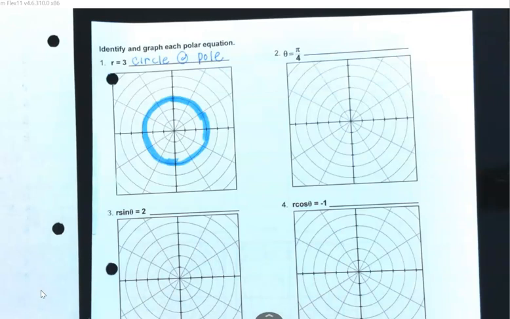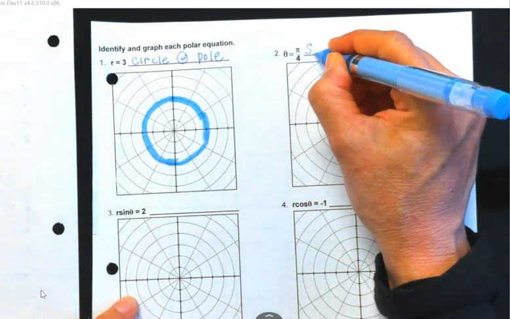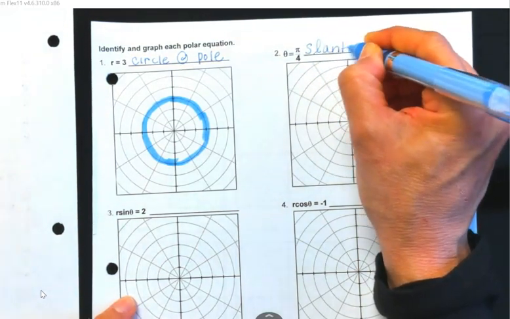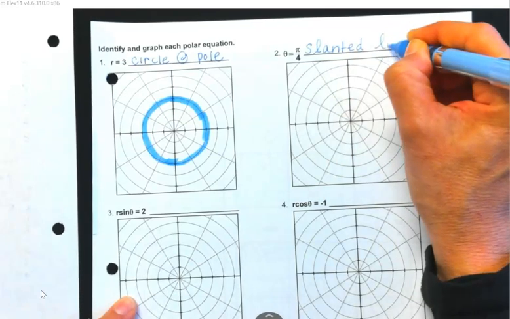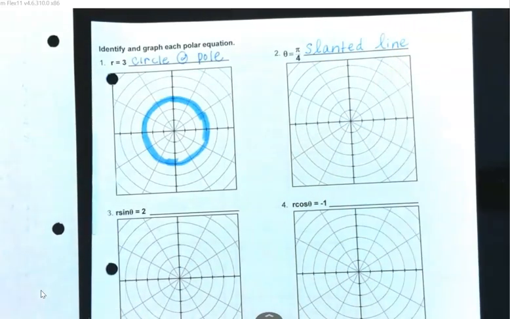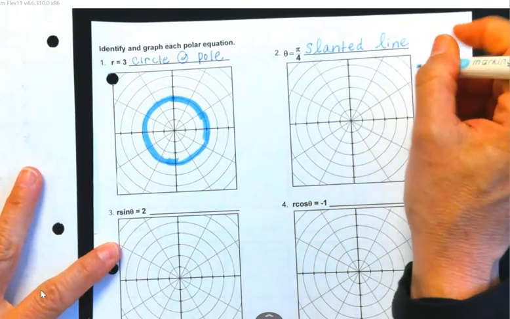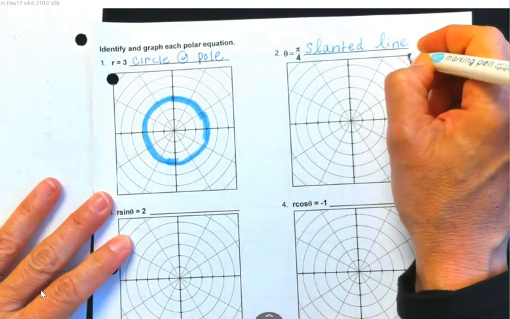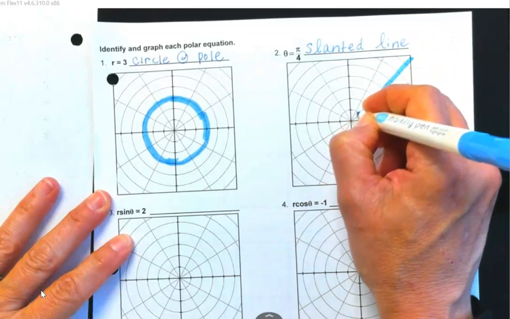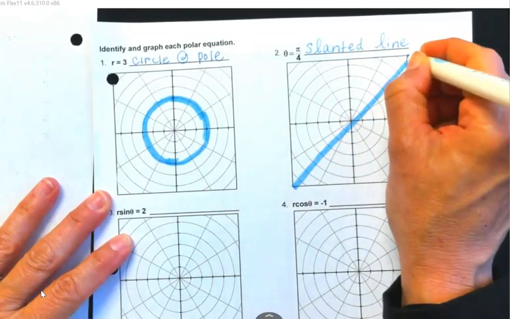All right, number 2 is theta. Remember, theta makes lines. So theta is pi over 4. I'm going to write that it's a slanted line. And y'all remember your fourths are the corners. So they're not really drawn, but we're going to draw a line at pi over 4, and it starts on the top right diagonal, and it goes down to the bottom left diagonal.